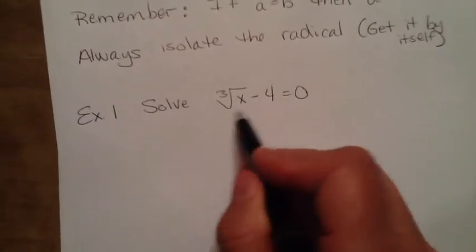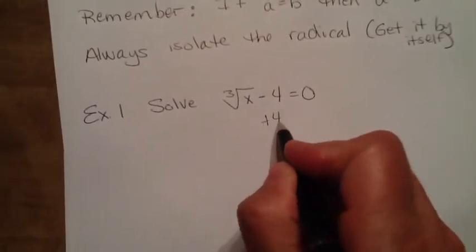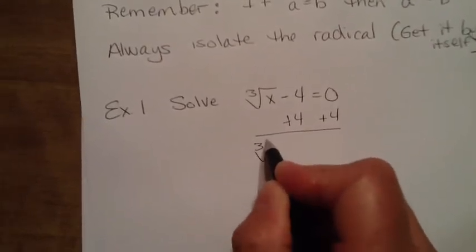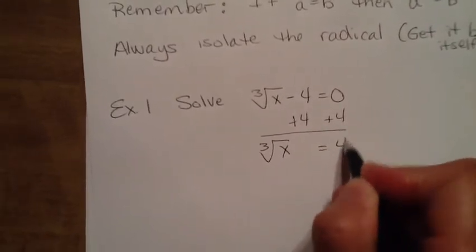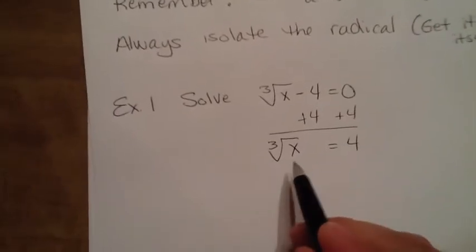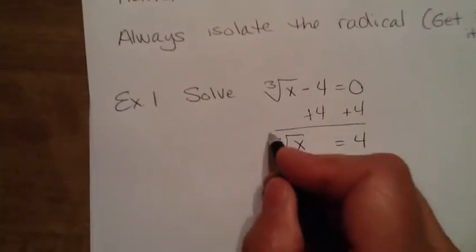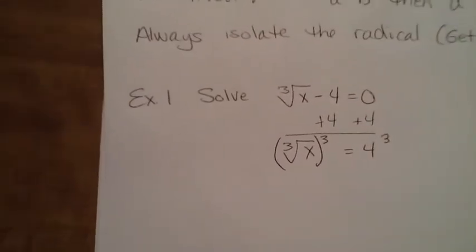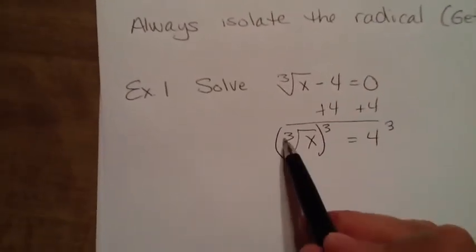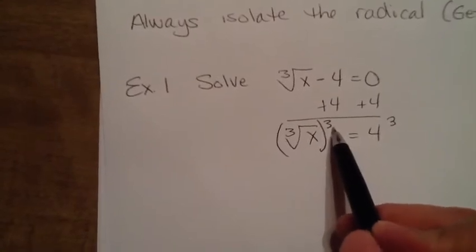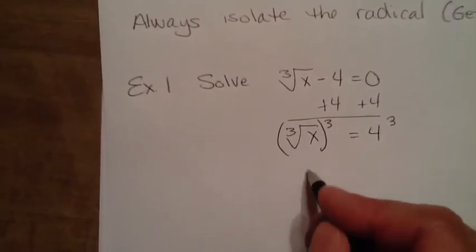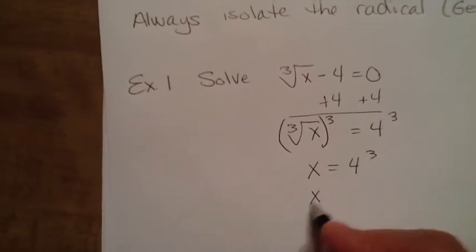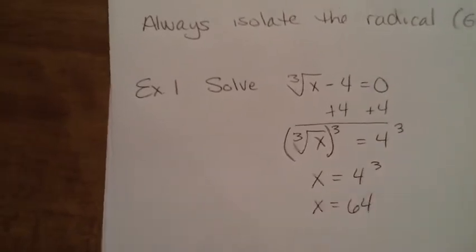Now I want to get this all by itself, so I'm going to add 4 to both sides. Now I have the cube root of x equals 4. If I want to get rid of this, I need to cube it, and I have to keep it equal on both sides. The cube root of something that's cubed gets rid of this, and now you get x equals 4 cubed. That means x equals 64.